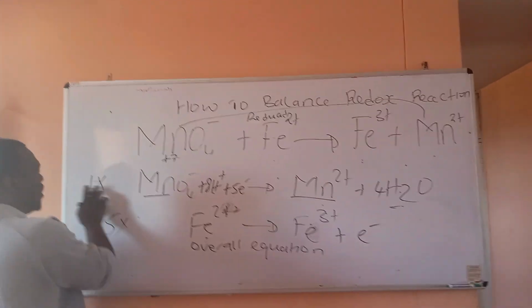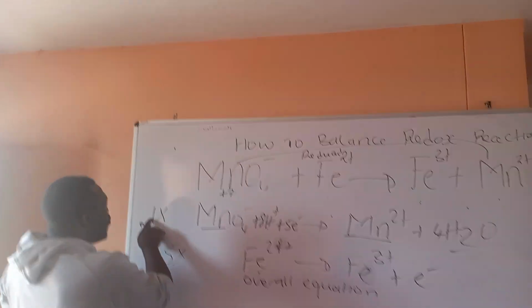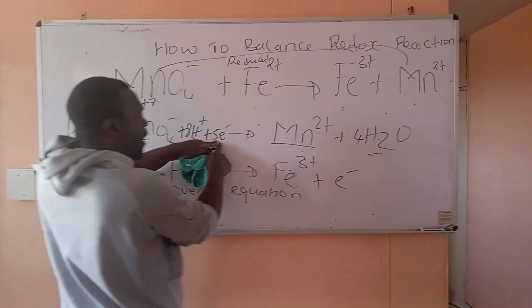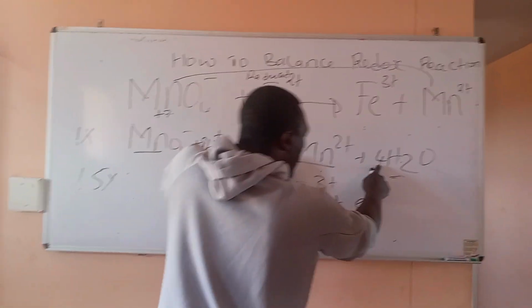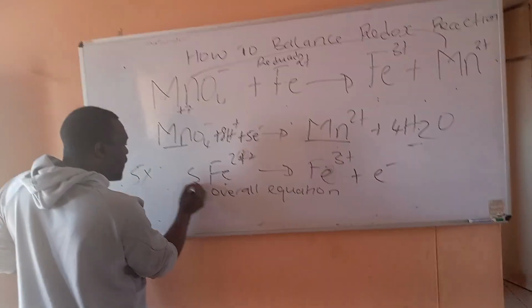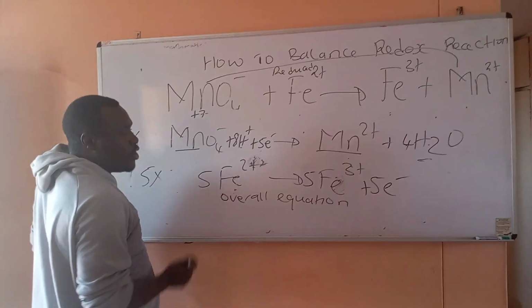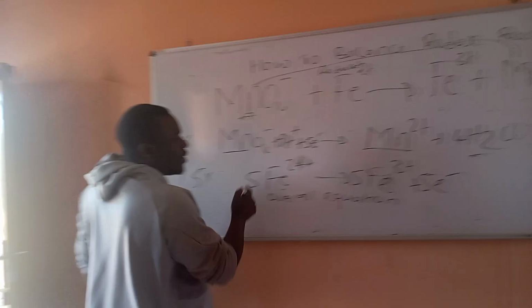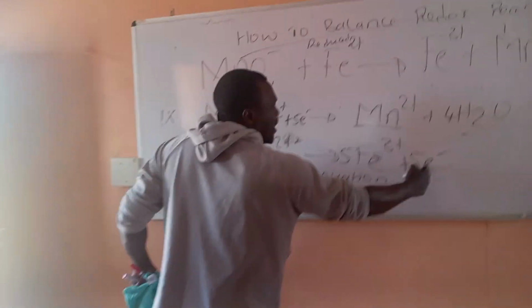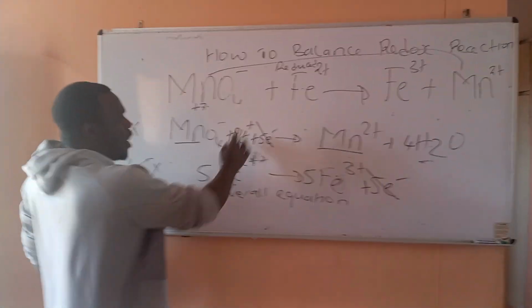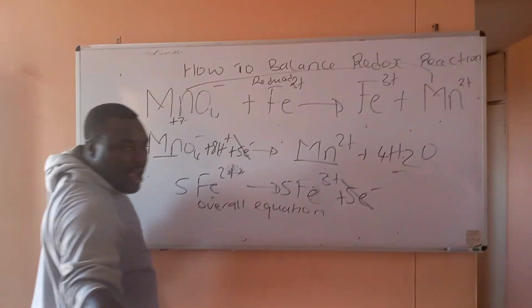So all through, 1 times this remains this, 1 times this is 8, 1 times this is 5, 1 times this remains this. You multiply all through by 5. 5 times this is 5, 5, 5. So when we add them now, the electrons cancel. This electron is on the left hand side, this one is on the right hand side. These electrons will cancel. Electrons are no more in our reaction.